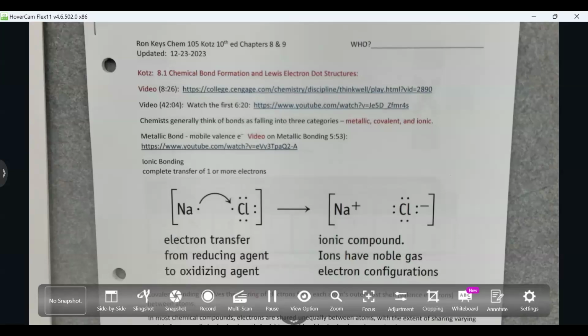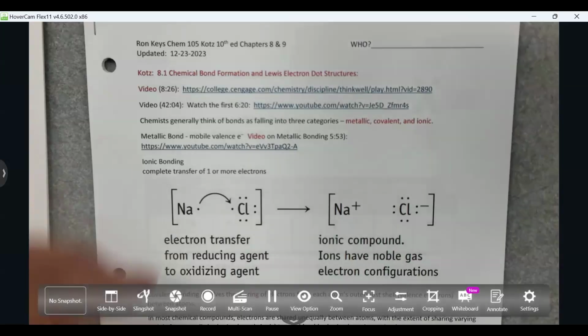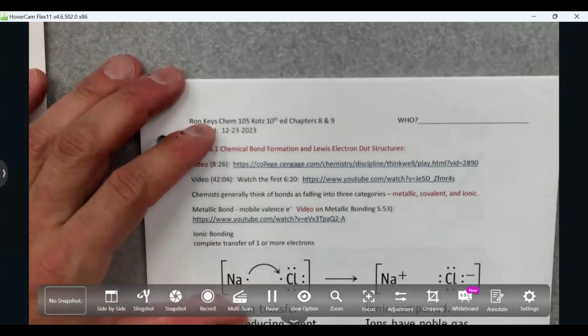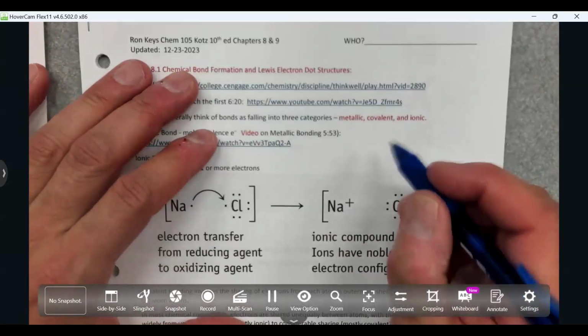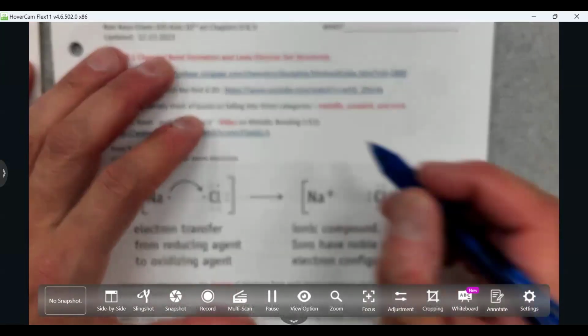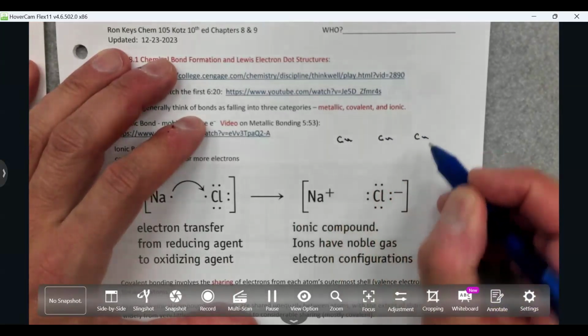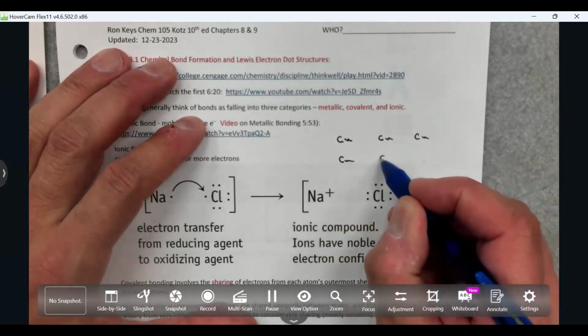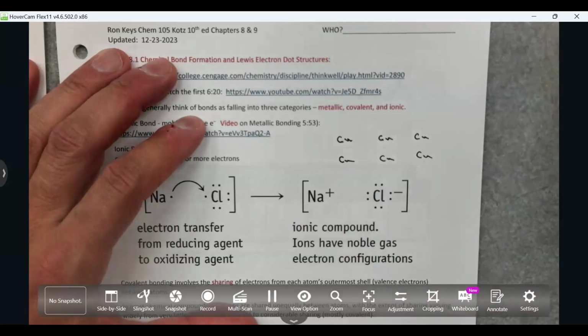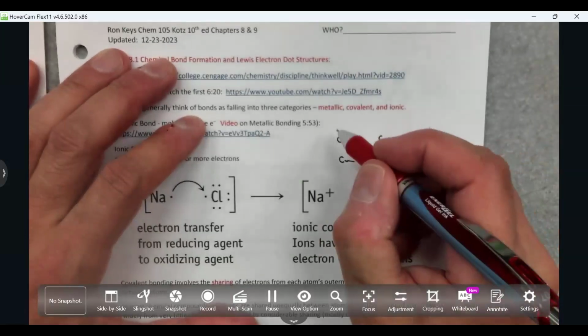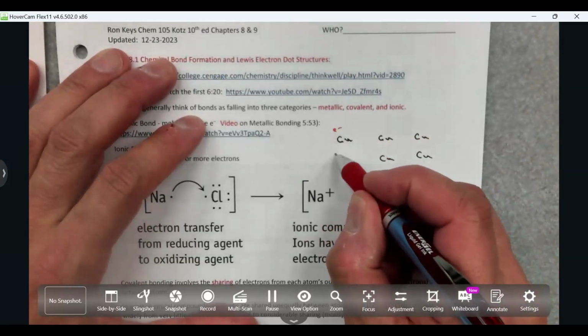So a metallic bond works because it doesn't care which electron is around it. So it kind of works like this. For a metallic bond, if I have copper, that would be the best example. So I've got copper, I've got a chunk of copper wire, say. Copper has electrons around it, of course.